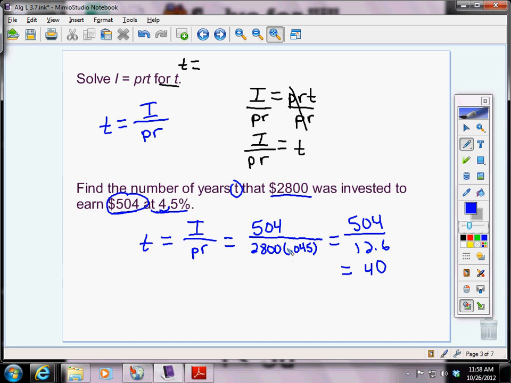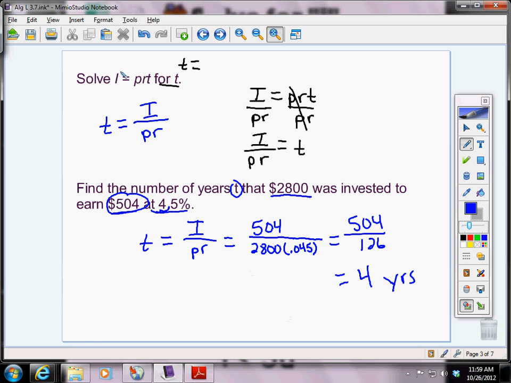Perhaps I divided wrong. Sorry guys. That's why we always check to make sure our answers make sense. When we multiply 2,800 by 0.045, not 0.45, you get 126. So if you go 504 divided by 126, now our answer makes sense. It's going to be 4 years. Again, I apologize for typing it in wrong into my calculator. But it's going to take 4 years to earn $504 at a really good percentage rate of 4.5%.